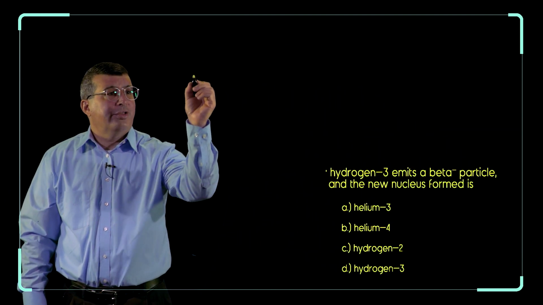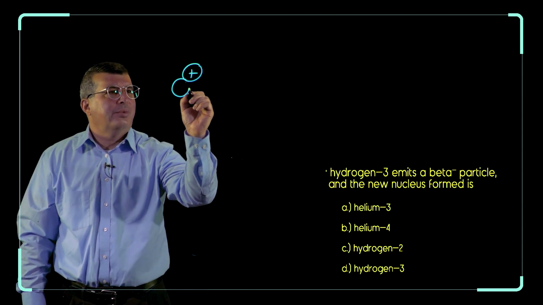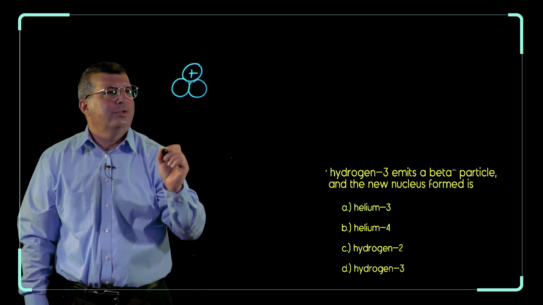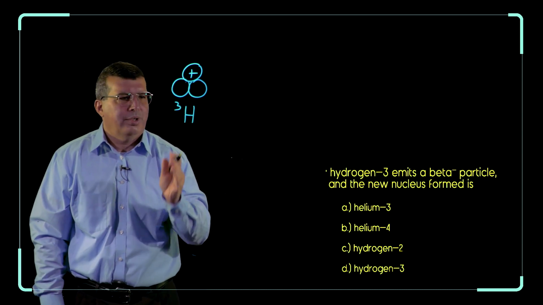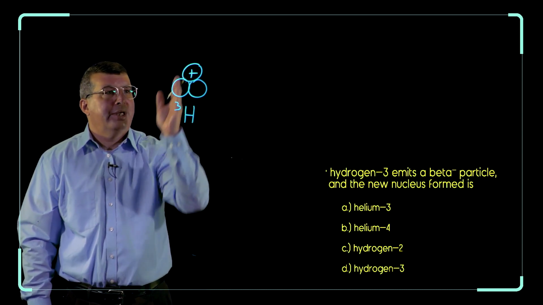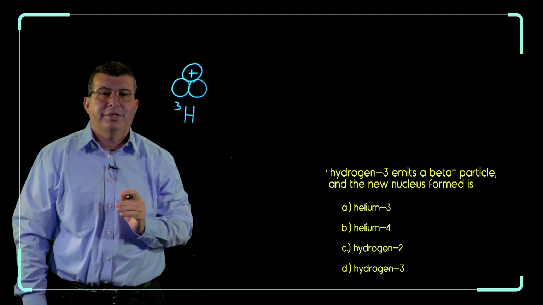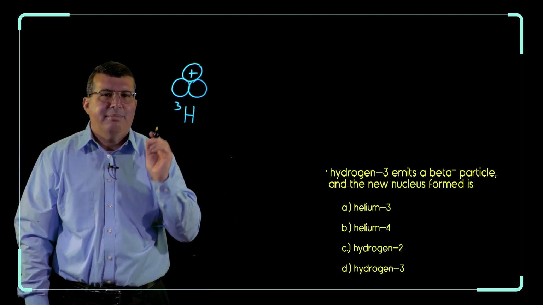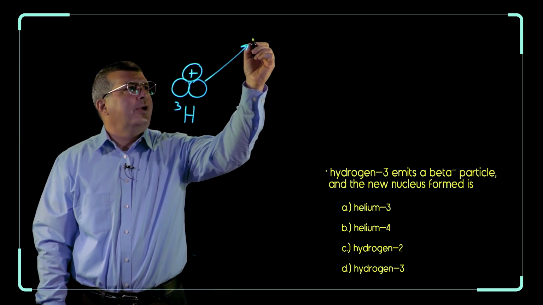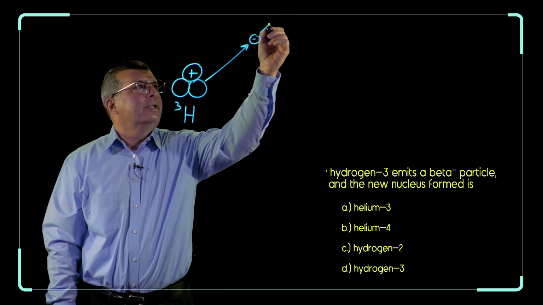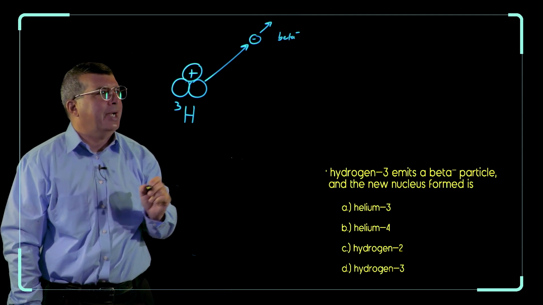Okay, let me draw hydrogen-3. Hydrogen has a single proton, and since it's hydrogen-3, it must have 2 neutrons. So this is hydrogen-3. Hydrogen, element 1, has 1 proton, 3 nucleons. So that must be 1 proton and 2 neutrons. Now, beta minus decay, remember, is that one of these neutrons will shoot off an electron. So that is a beta minus particle. So that's beta minus decay.